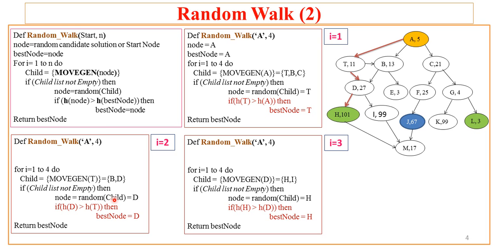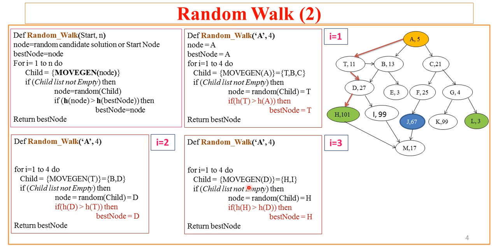So this random function will select a node from the child list, and assume that it has randomly picked D as the node from the child. So that is assigned to the node, and again the same thing is done here. The heuristic value of the current node is compared with the best node seen so far, which is T in this case. As D has heuristic value 27, which is higher than the heuristic value of T, the best node value is updated to D.